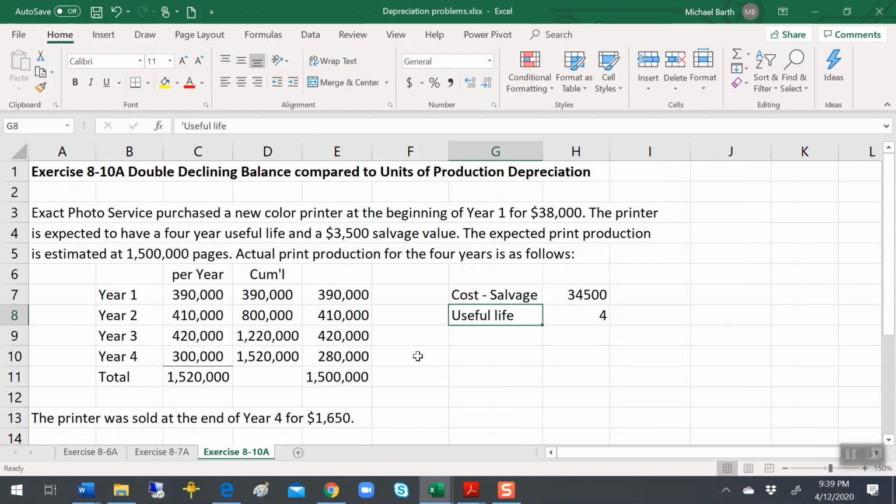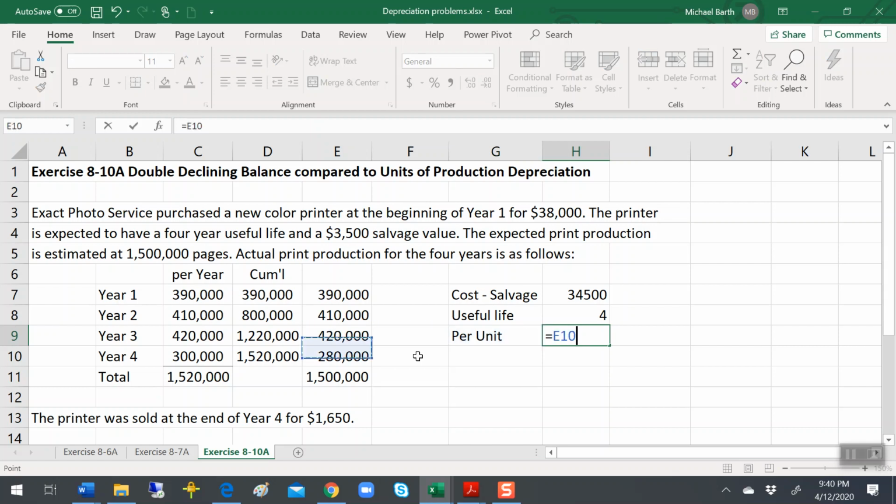Okay, so if we are allocating these costs out using the units of production, what we have to do is depreciate a grand total of $34,500. For the per unit depreciation, 34,500 divided by 1.5 million units is a little over 2 cents per sheet. Sorry, I got that backwards at first.